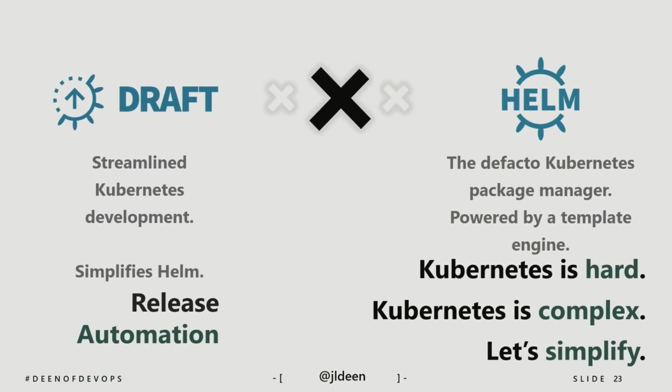And then we also have Draft and Helm. Helm is the de facto Kubernetes package manager, and it's powered by a template engine. It's inevitable that the deeper you go into containers and the deeper you go into Kubernetes, the more complex your workloads are going to become. You're going to have several objects that oftentimes will have the same field value, and you're going to have to make sure they're always in alignment.